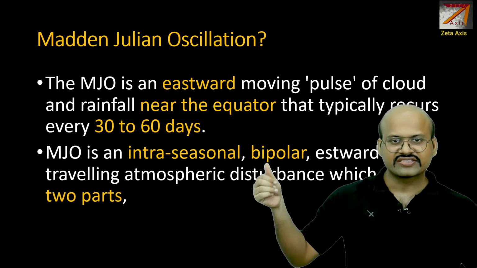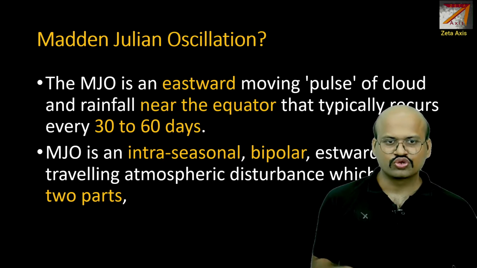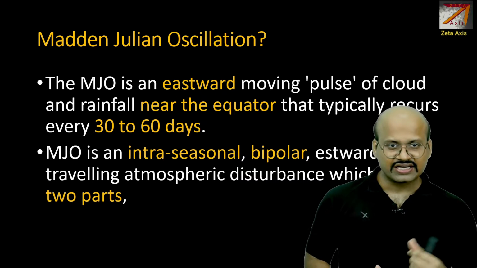Then it describes it as bipolar. Bipolar means that the MJO has two distinct parts and they are opposite to each other. We will see it in the next slide.